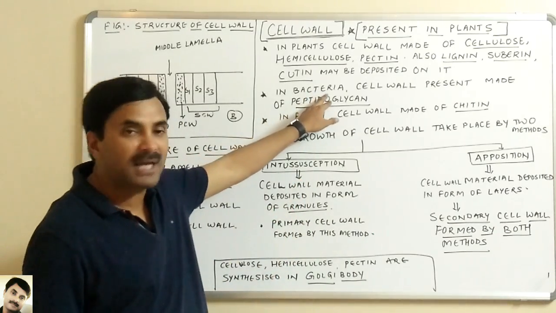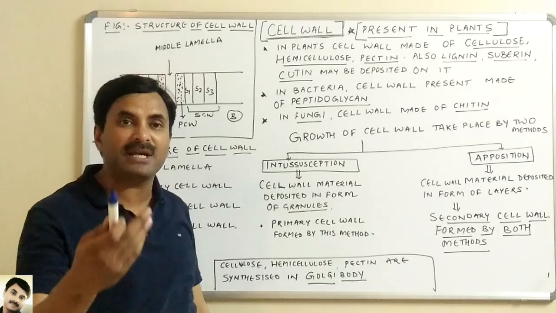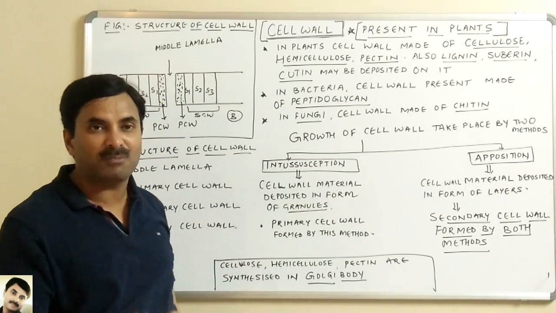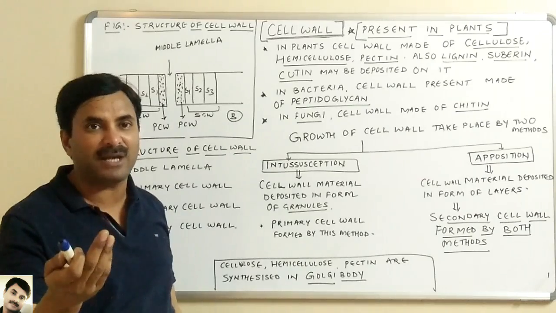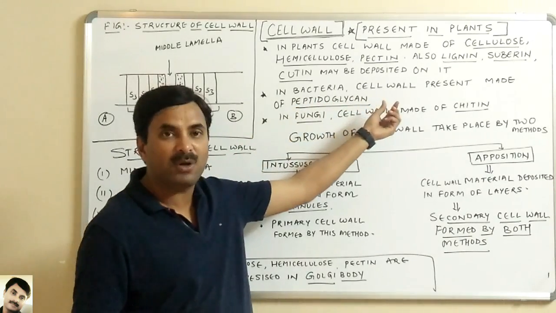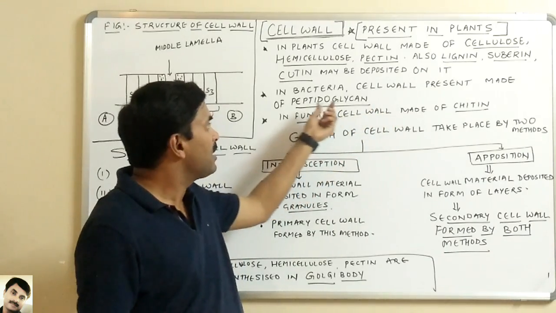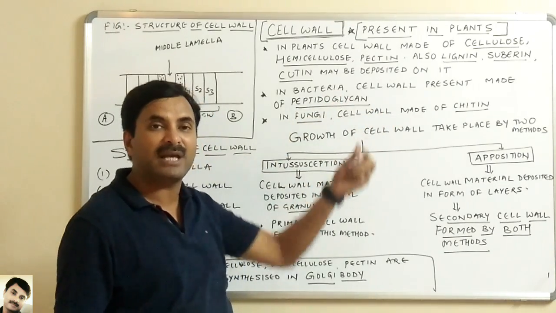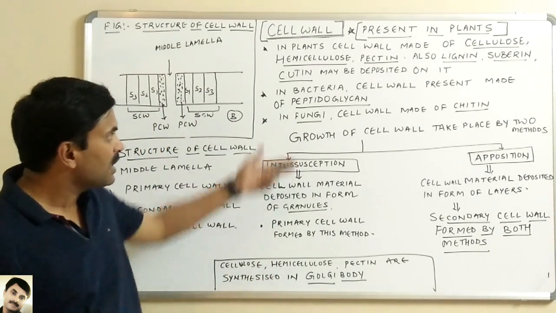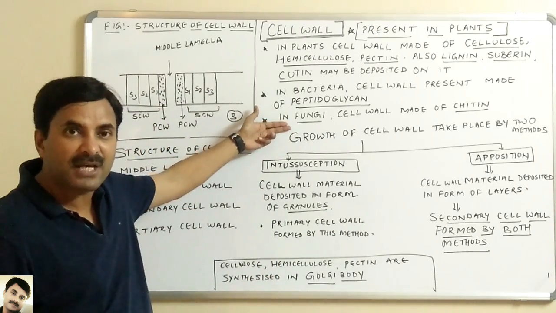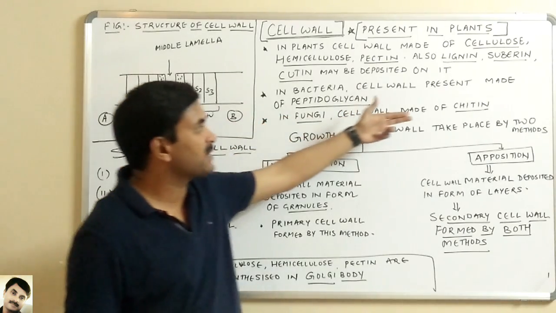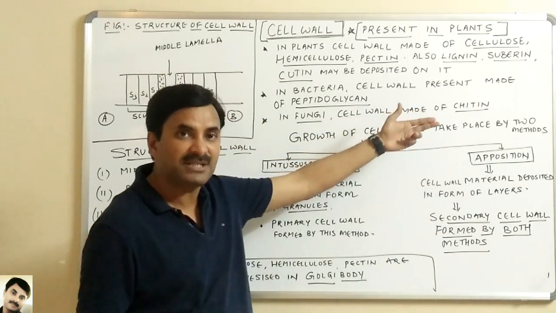If we look at bacteria, bacteria were also included in the plant kingdom. Why? Because they have a cell wall. But now they are kept in a separate phylum known as Monera. Still, the bacteria have a cell wall, and it is made up of peptidoglycan. Peptidoglycan means it is made up of proteins, polysaccharides, etc. If you look at the fungi, fungi also have a cell wall, and the cell wall of the fungi is made of a substance known as chitin.